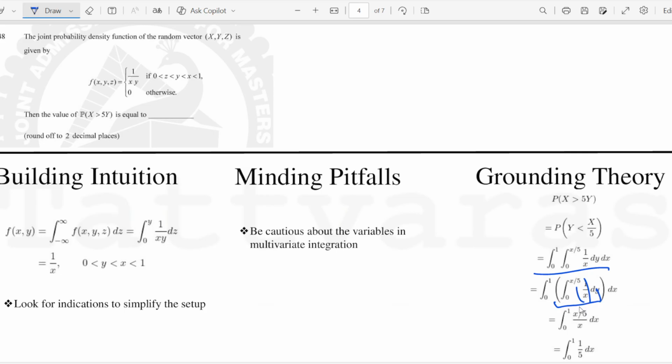We must be mindful of these things, and eventually the double integral simplifies even further and we get the answer 1 by 5. That's it. Pretty neat once you simplify the setup. That's all. I like this question.